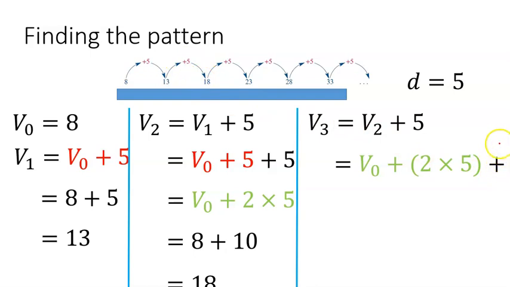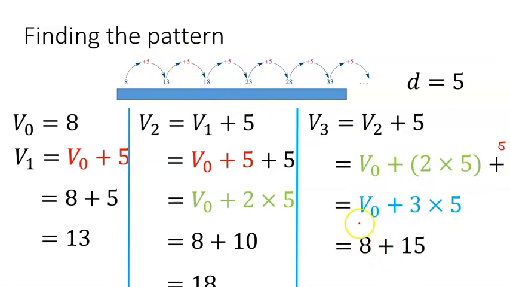That should say plus 5 over there, plus 5. So we've got these 2 5s, and we add another 5. And how many 5s is that all up? That will be 3 lots of 5s. So V0 plus 3 lots of 5s, which is 5, 10, 15, which gives us 23.